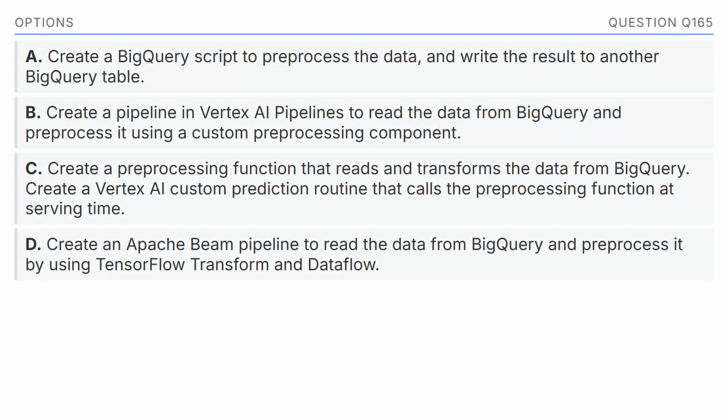The options are: Option A, create a BigQuery script to pre-process the data and write the result to another BigQuery table. Option B, create a pipeline in Vertex AI pipelines to read the data from BigQuery and pre-process it using a custom pre-processing component. Option C, create a pre-processing function that reads and transforms the data from BigQuery. Create a Vertex AI custom prediction routine that calls the pre-processing function at serving time. Option D, create an Apache Beam pipeline to read the data from BigQuery and pre-process it by using TensorFlow Transform and Dataflow.